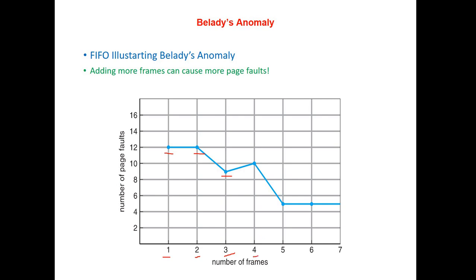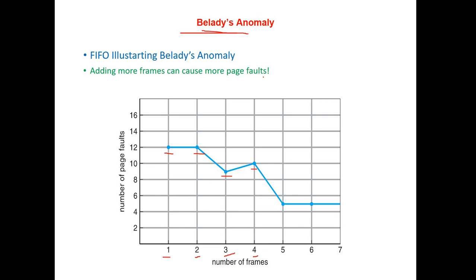And it is observed that when the number of frames in the physical memory is increased to 4, there is no reduction in the page faults. In fact, it is increased to 10. This increase of page faults by increasing the number of frames is called Belady's anomaly.